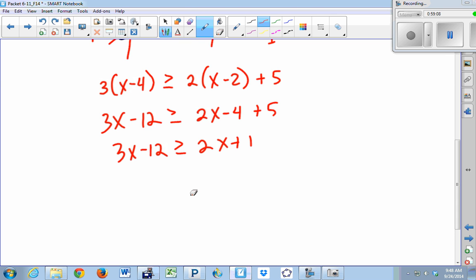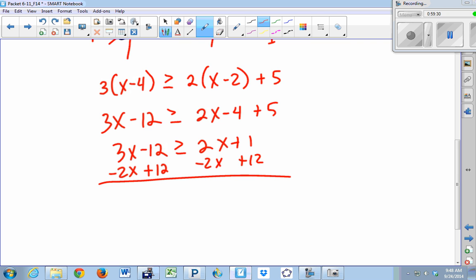So make life easy for yourself. Always bring your x's to this side. When you have x terms on both sides of an inequality, keep the coefficient positive. Then you don't have to remember anything. It just looks like a regular old equation. So here I'm going to add 12 to both sides and subtract 2x from both sides. I'm going to do it all in one fell swoop.